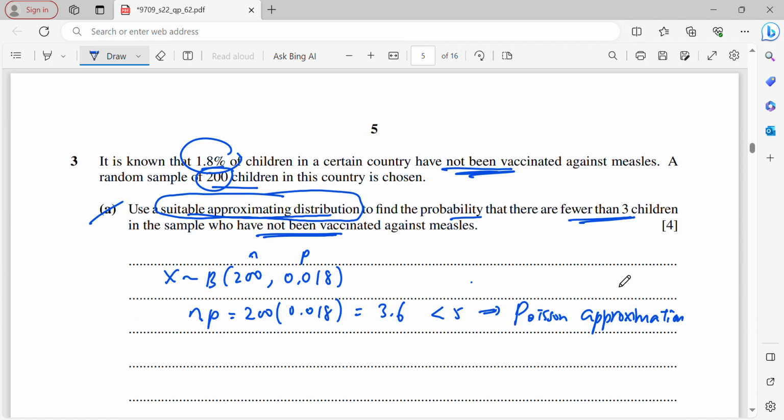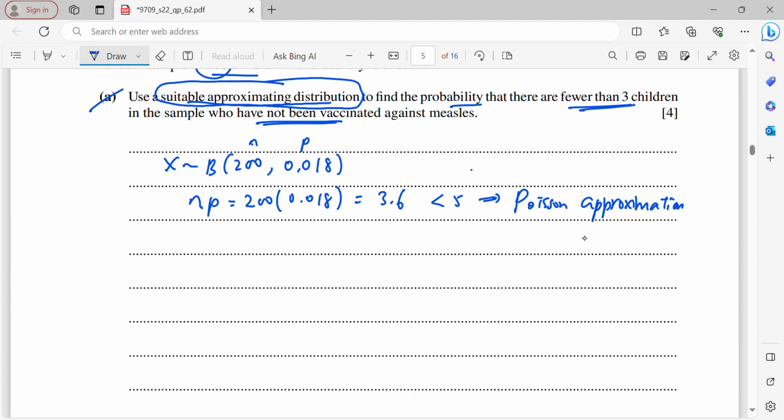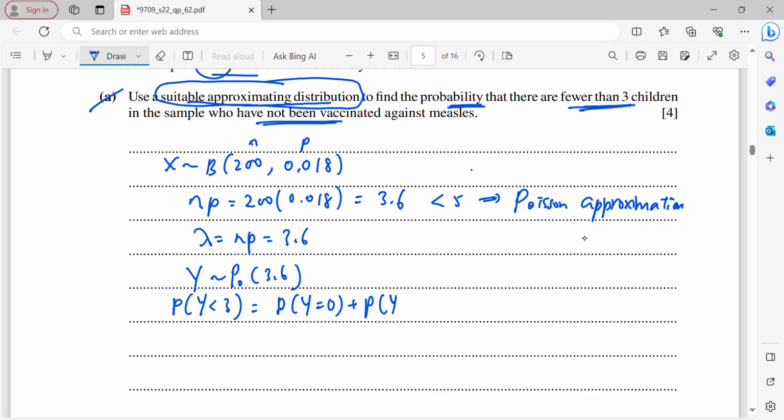For Poisson approximation we need the mean. The mean is basically the NP, which is 3.6. So I will write Y is Poisson 3.6. Then you need to find the probability of less than 3 children. So P(Y less than 3). Less than 3 means it starts from 0 and continues until 2.